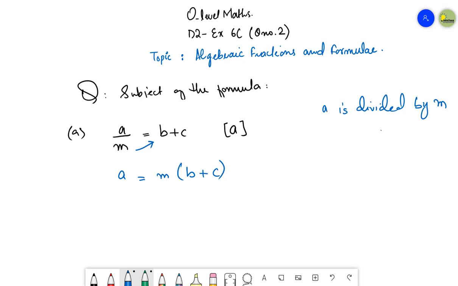Keep in mind, whenever there is something in division, it will be multiplied on the other side. So M is going to be multiplied with B plus C. If you want to open the bracket, it will be MB plus MC. So this is going to be your answer. In this way, you have made A the subject of your formula and you have removed M that was present in the denominator. M is multiplied on the other side. Why? Because it was dividing on the left hand side of your equation, so the operation is going to be changed.